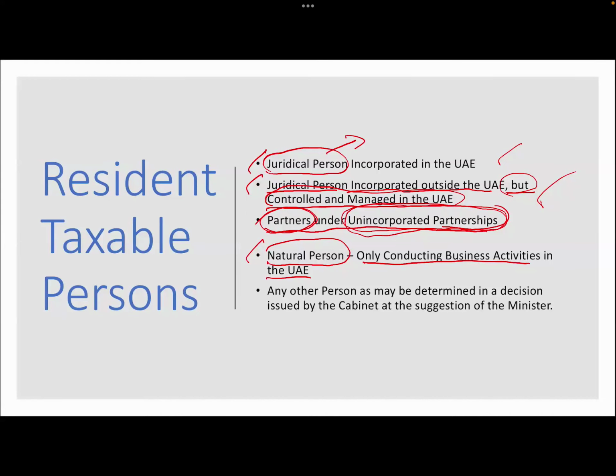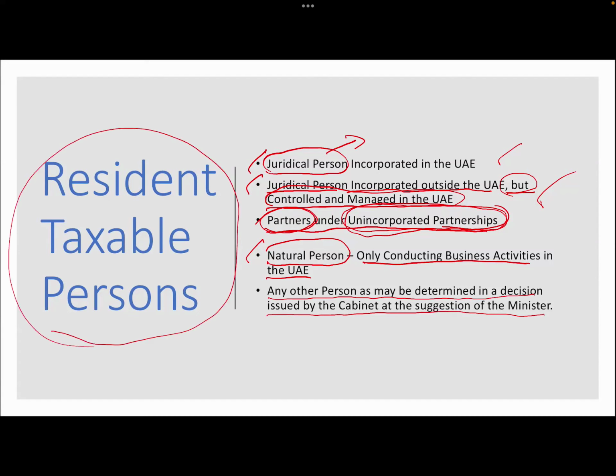Any other person as may be determined in a decision issued by the Cabinet at the suggestion of the Minister. So probably in the future there may be Cabinet decisions or ministerial decisions which may come up. At that point of time only we'll come to know who else will be added as a resident taxable person.